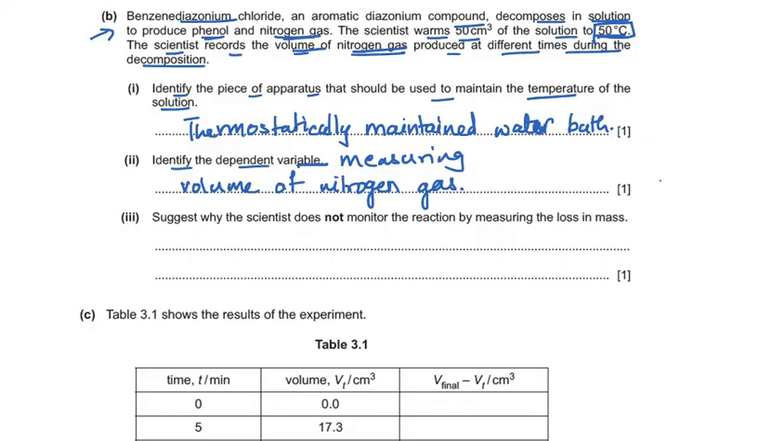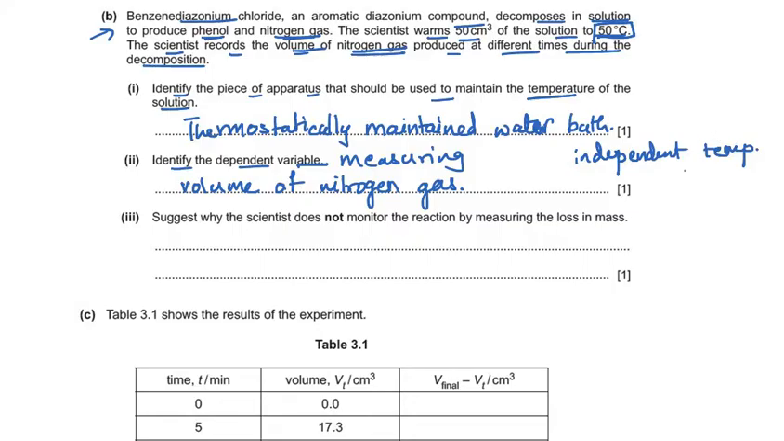Now let's also discuss what is an independent variable. Independent variable is the one which you change during the experiment. Now suppose if we are changing the temperature in this experiment, then the independent variable will be the temperature. Now what are we measuring? We are measuring the volume, so that is dependent variable.